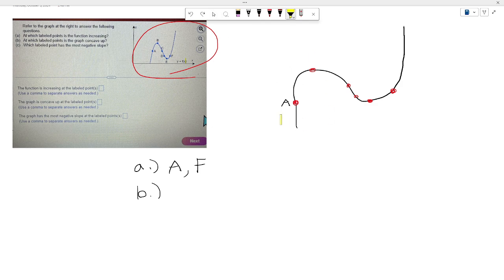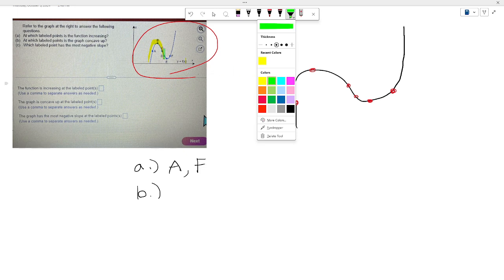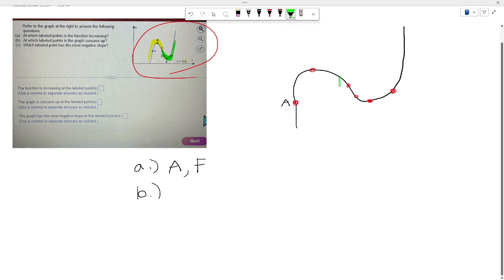So if we look, we can see this portion of the graph is concave down. Or we'll just look here too, this portion of the graph is concave down. However, this portion of the graph is like a U. It's concave up, right? It's going up. So we can see that this point is definitely going to be part of it. So it's going to be E. So we know that E is in there.